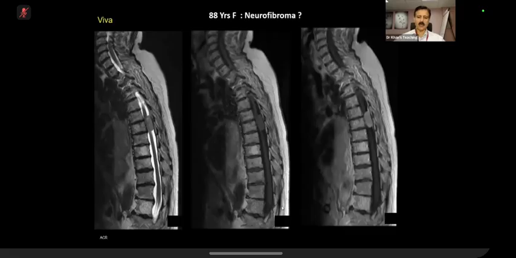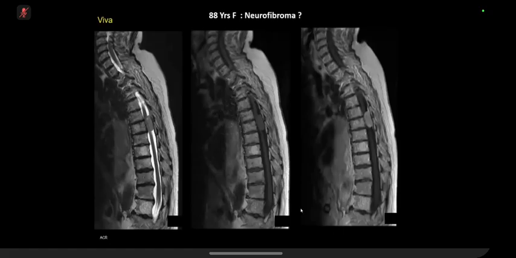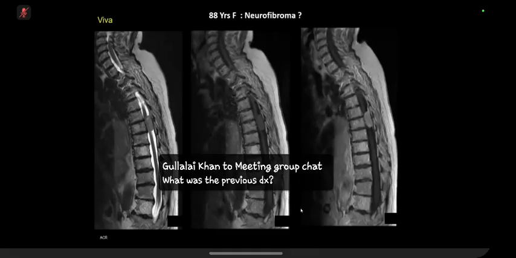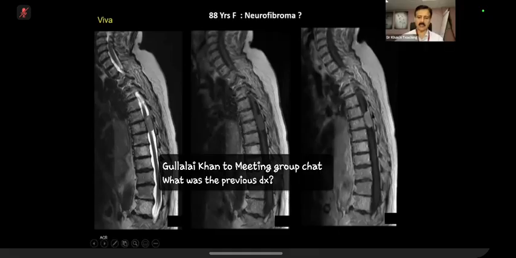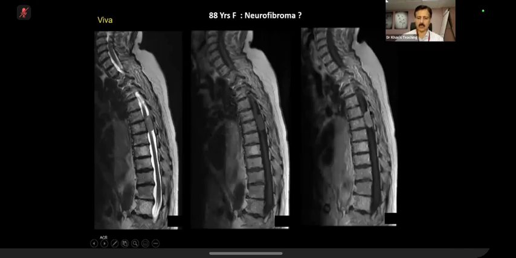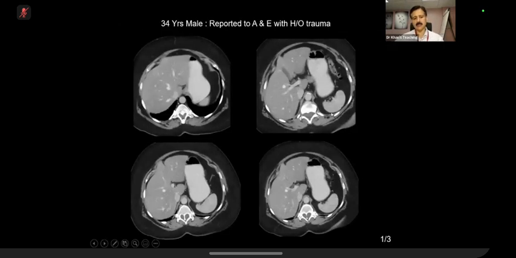You are right. On this post-contrast, just tell me, what is it? Is it a neurofibroma or something else? I think it's a meningioma. And why do you say that? Because there's an element of a dural tail. Excellent. That is the point I wanted you to say, that you can see homogeneous enhancement and you can see a dural tail. So this is this.